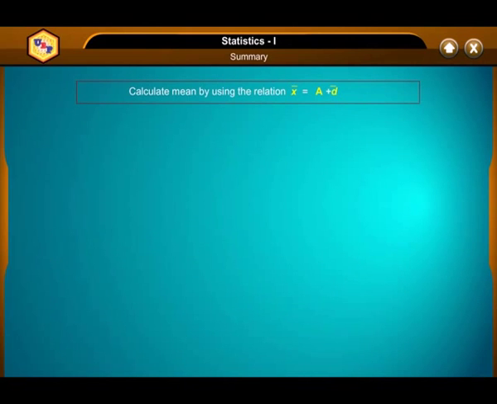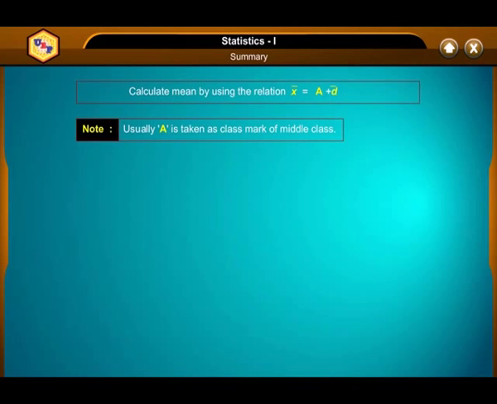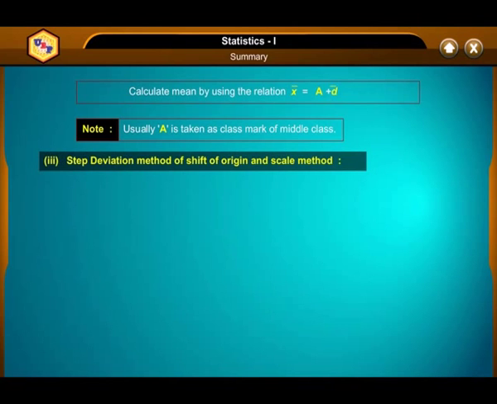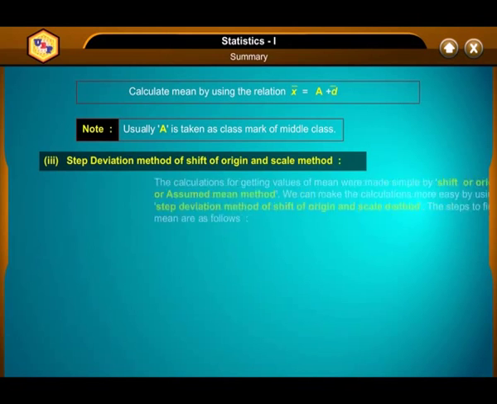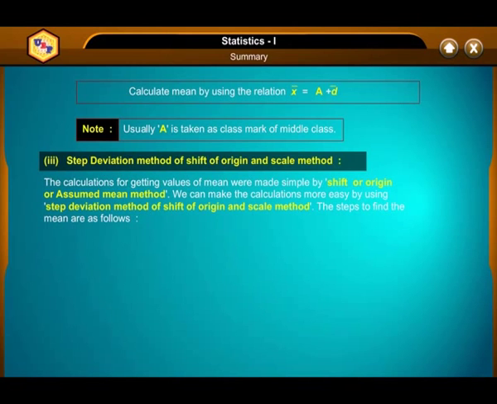Calculate mean by using the relation. Note, usually A is taken as the class mark of the middle class. Step deviation method: shift of origin and scale method. The calculations for giving values of mean were made simple by the shift of origin or assumed mean method. We can make the calculations even easier by using the step deviation method of shift of origin and scale method.